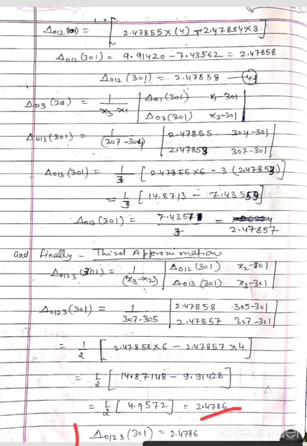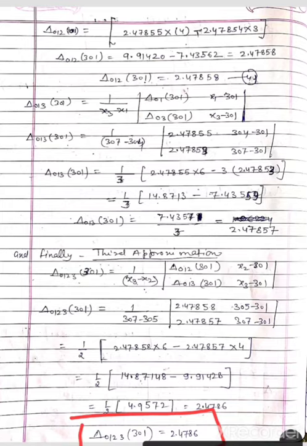We obtain the third approximation 2.4786. So finally we get the value of the function log of 301 at base 10, given by the third approximation delta 0123 at x equals 301, equals 2.4786. So the answer is delta 0123 at x equals 301 equals 2.4786.